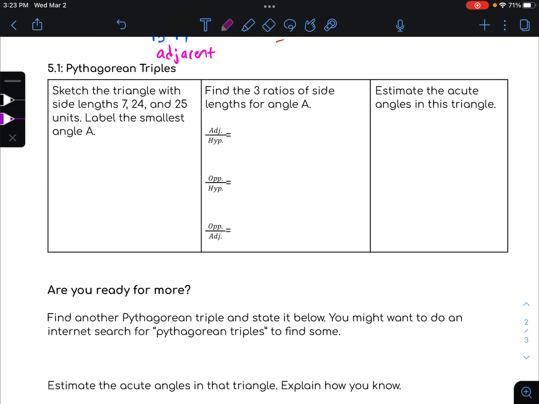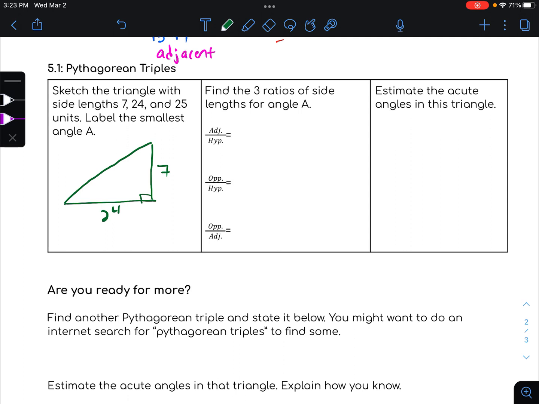All right, so we had talked about Pythagorean triples a couple units ago. And remember, a Pythagorean triple is a set of whole numbers that works for the Pythagorean theorem, that always makes a right triangle and therefore works for the Pythagorean theorem. So let's go ahead and just sketch out this triangle here. Sketch the triangle with side lengths 7, 24, and 25.